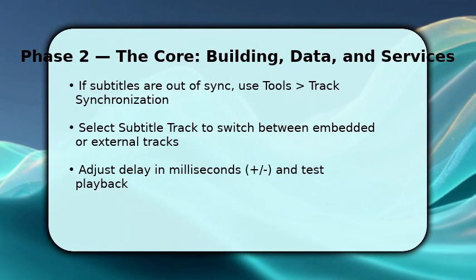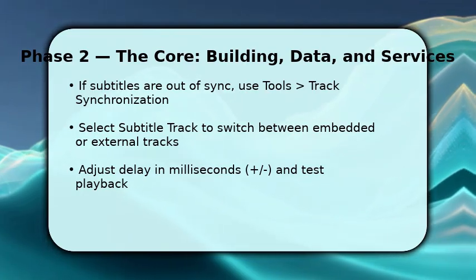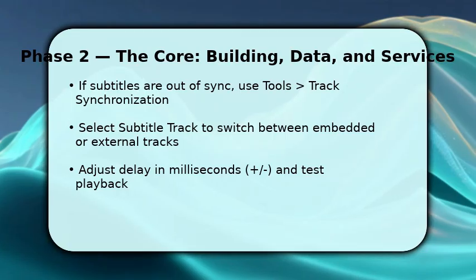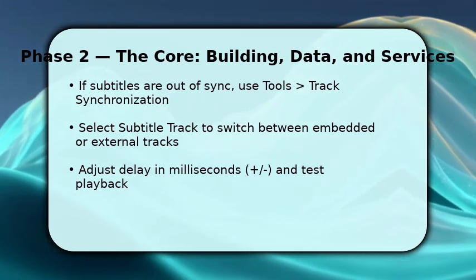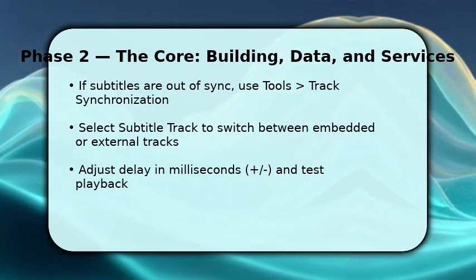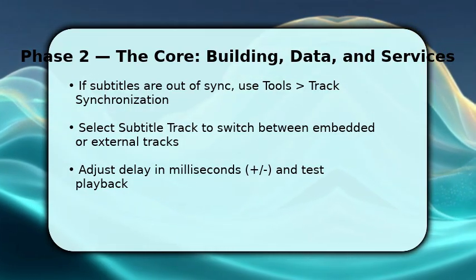Once the subtitle file is loaded, check how it lines up with speech. If timing is off, open Tools Track Synchronization to change the subtitle delay. You can nudge forward or back in milliseconds. If the video has multiple subtitle tracks, use Subtitle track to select the correct one. Adjust a small amount, then play a spoken line to verify.